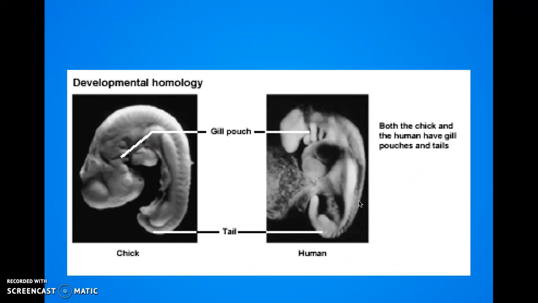This is another picture here showing the embryos of a chick and also the human. This one indicates that there was a gill pouch, and the embryos show the development of a tail. So a common ancestor may have had both of those present.